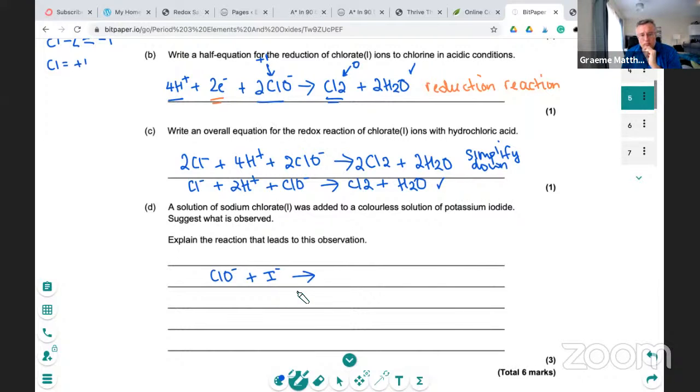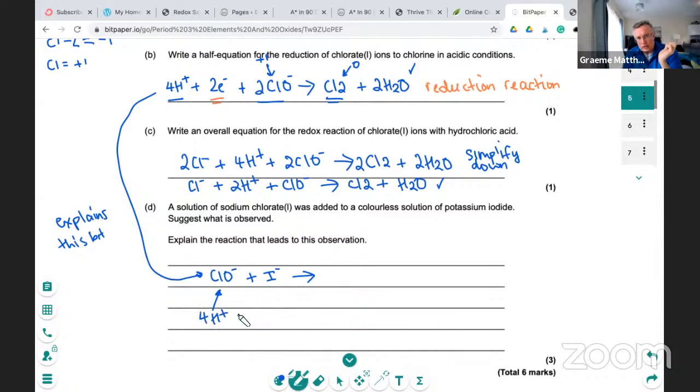Well, if I come up to here, you see this equation up here. What I'm going to say is that the ClO minus is this equation up here. So I'm just going to borrow this equation, bring it all the way down here to explain this bit right here. And so I'm just going to say, right, the 4H plus and the 2 electrons and the 2C, hold on, that's a 2, hold on.